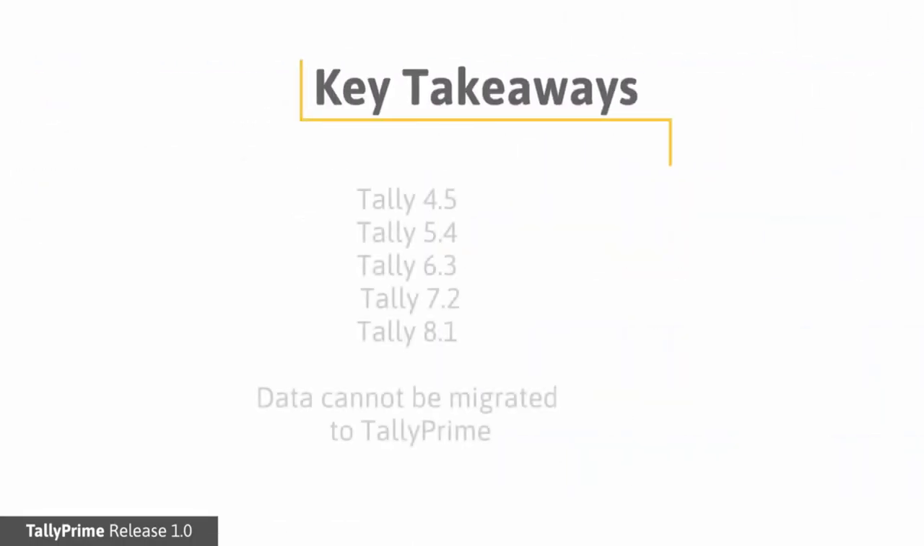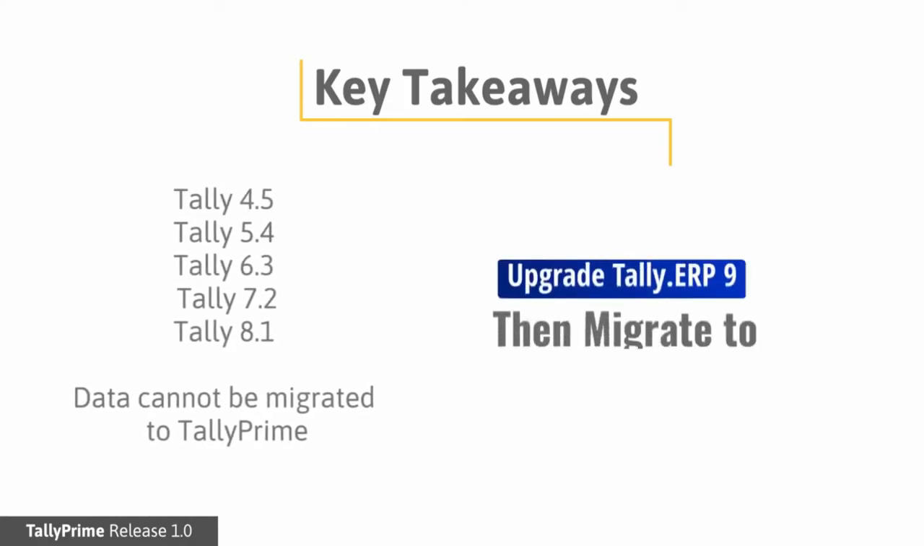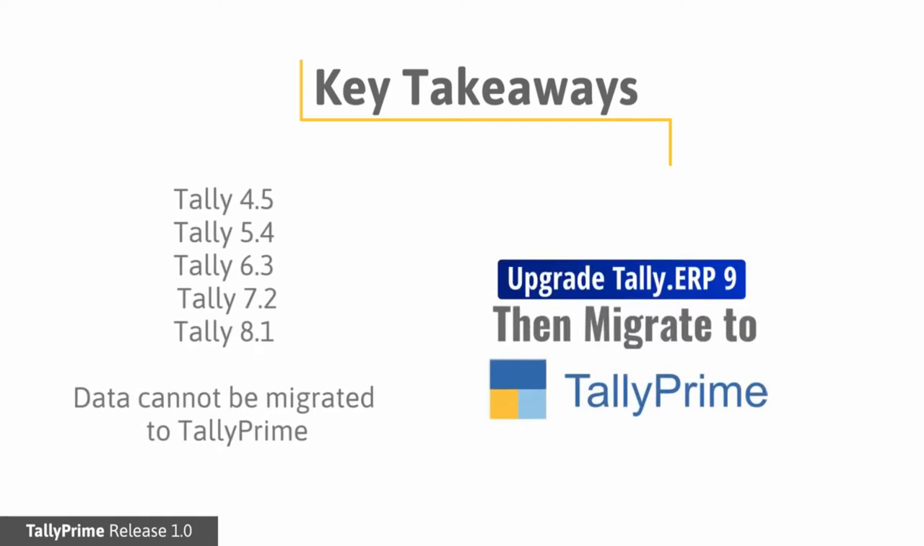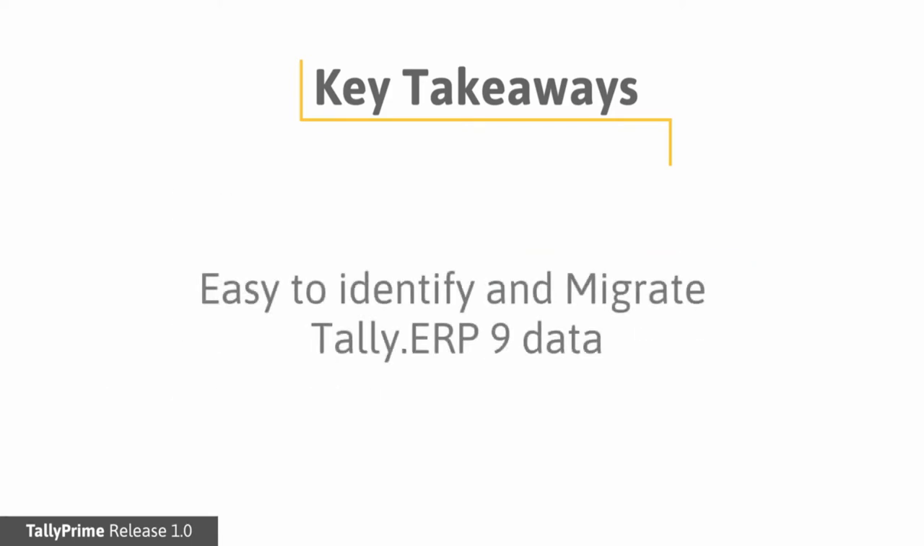The data from versions earlier than Tally ERP 9 cannot be directly migrated to TallyPrime. You will have to convert to Tally ERP 9 first and then migrate to TallyPrime. TallyPrime helps to identify the data that needs migration, takes backup before migration, and migrates Tally ERP 9 data in a swift manner.